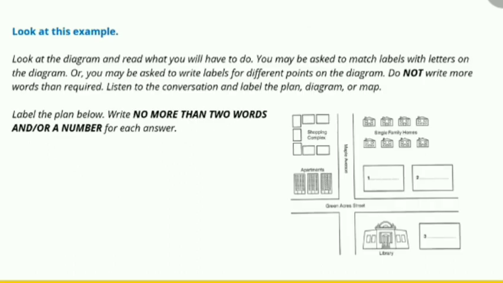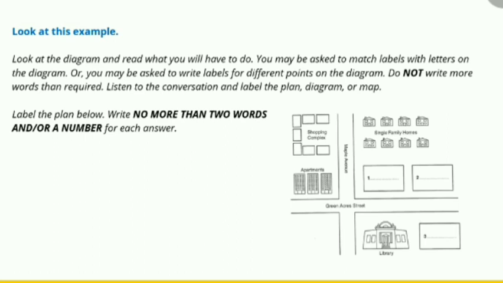And here you need to look at the diagram and read what you'll have to do. You may be asked to match labels with letters on the diagram, or you may be asked to write labels for different points on the diagram. So just make sure you do not write more words than the required amount. We discussed it previously. Before you listen to the conversation, make sure you analyze and learn the map or diagram you have.